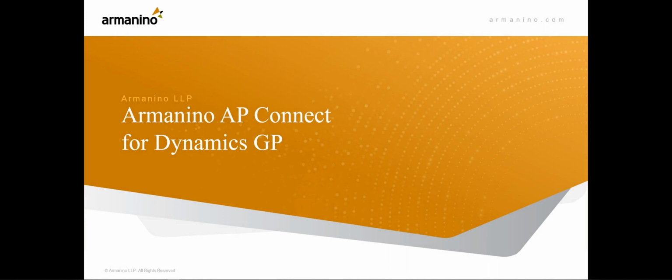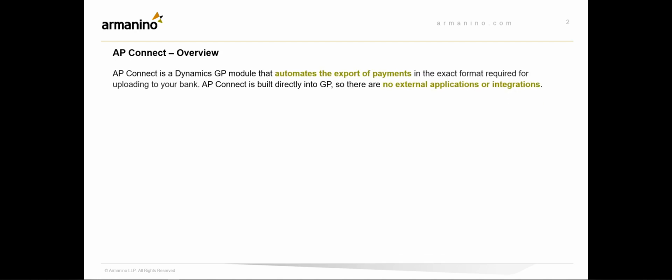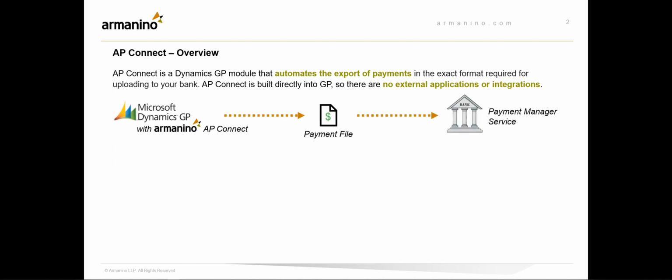Today we're going to talk about how Armanino can help you connect your Dynamics GP instance with your bank's payment manager with a service we call AP Connect. So what is AP Connect? AP Connect is a module developed by Armanino that is integrated directly into Dynamics GP. It works in conjunction with the standard accounts payable workflow by automating the export of payments in a format required by your bank. With AP Connect, your process is simple.